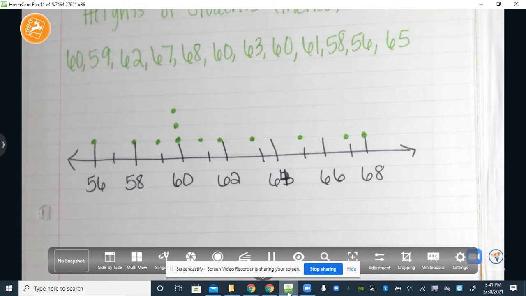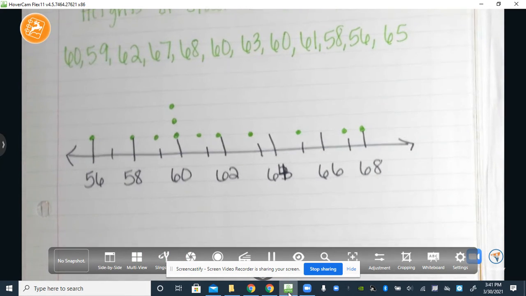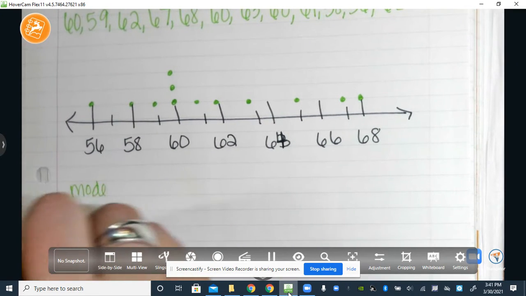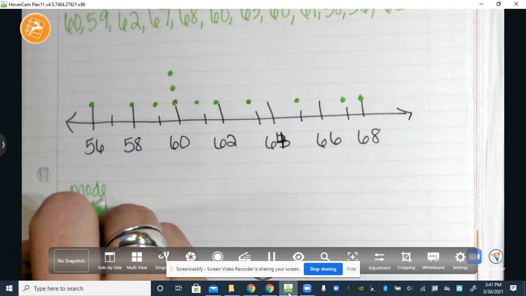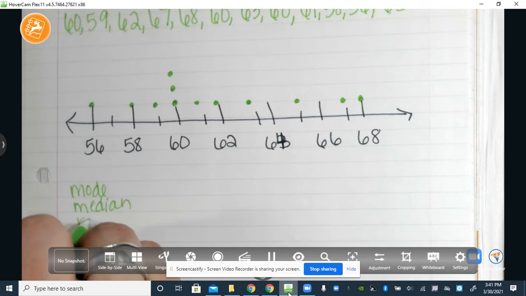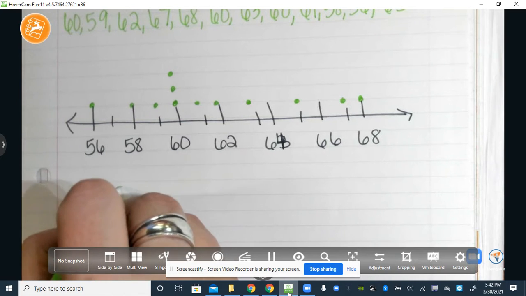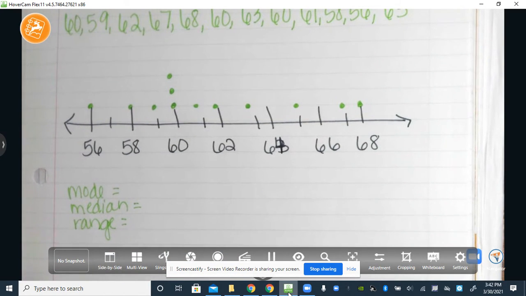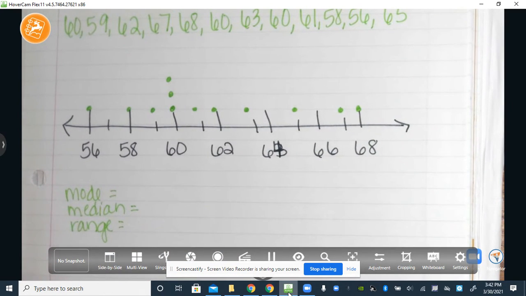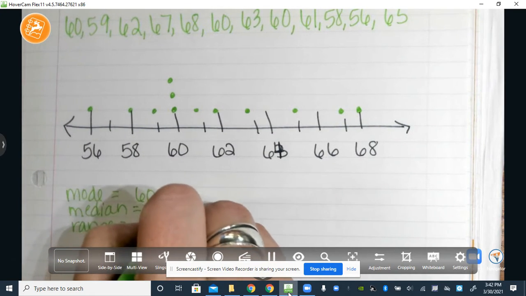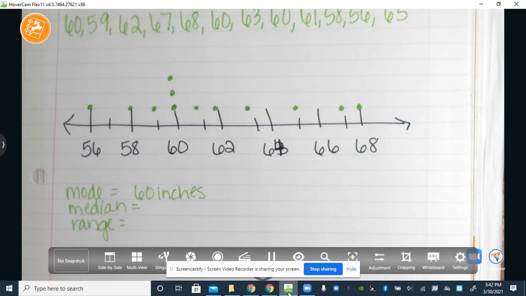Okay? So if we look at this information, we can find the mode, we can find the median, and we can even find the range. We can also find the mean as well. We're just going to do that for tomorrow. So I can say that the mode, the one that occurred most often, was 60 inches. It occurred 3 times. 3 people are 5 foot in my classroom.